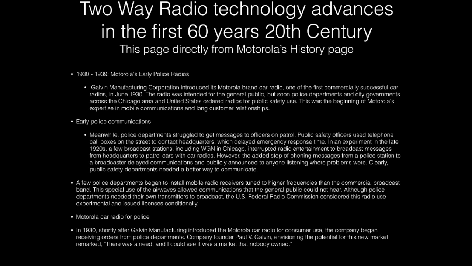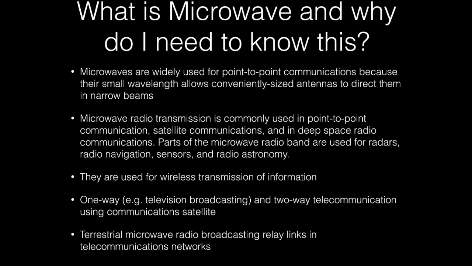The FCC allowed this as experimental licensing, and that essentially led to the Motorola car radio for the police. The founder, Paul Gavin, looked at this and said, there's a need. I could see there's a market that nobody really owned. And that was the beginning of two-way police radio. We're going to skip over police radio now, because that was the beginning of two-way radio communications, which is obviously the precursor to cellular telephones, which we get to later on.